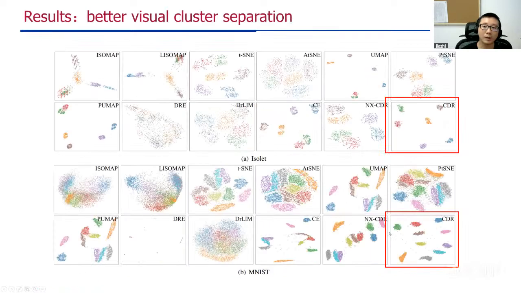Here are more results of our approach. Compared with other approaches, our approach presents better visual class separation without distortion. In the right bottom corner is a result of our method. And there are the results of other methods such as UMAP, t-SNE, and others.